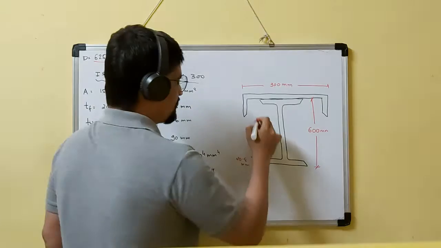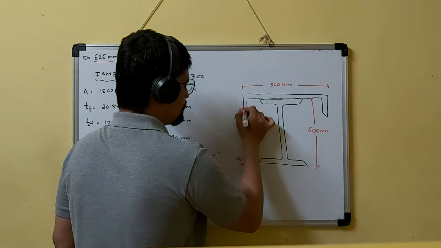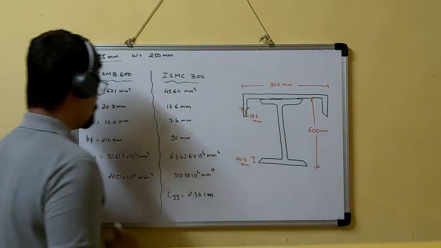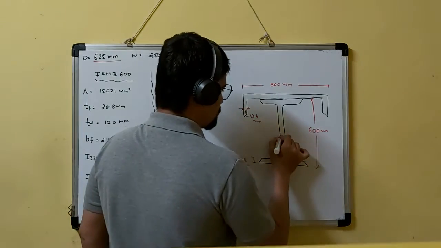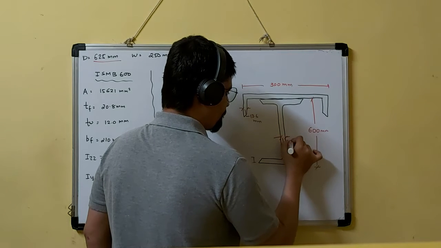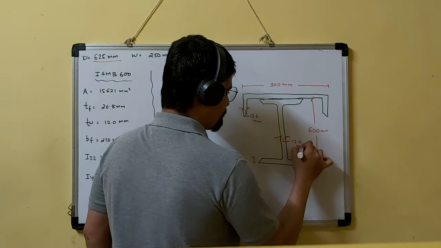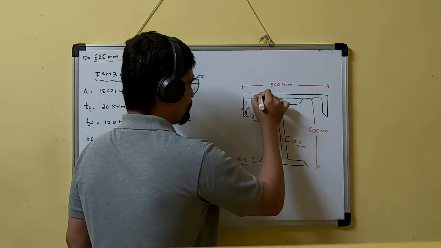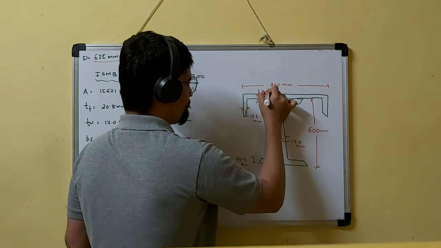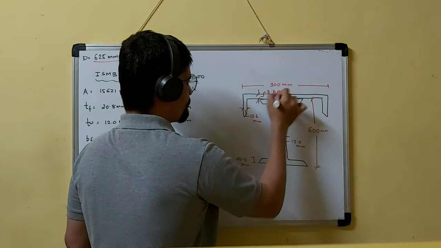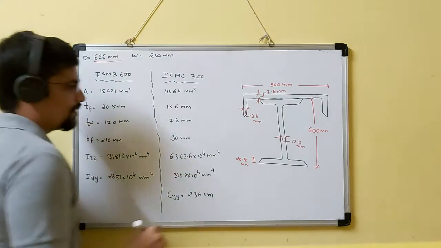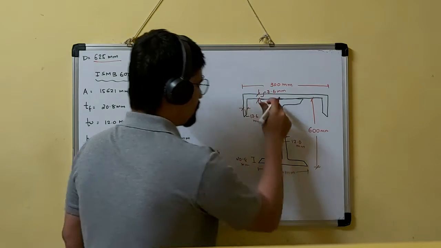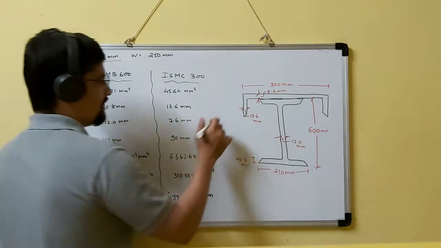Here 13.6 means this is the flange. The thickness of web is 12 mm, this portion, and for the C section 7.6, this. The width of flange is 210 mm, both sides, upper and bottom both 210 mm, and here 90 mm.